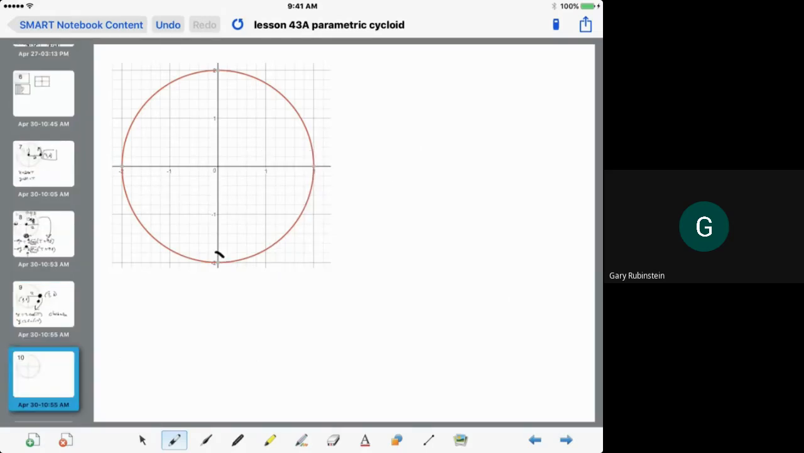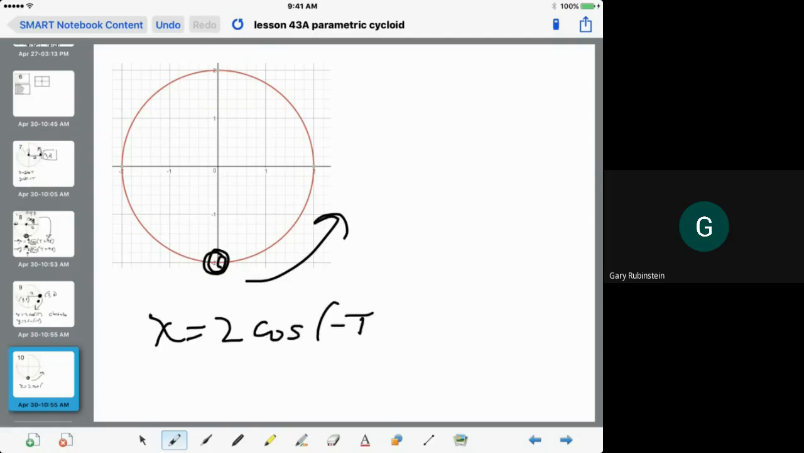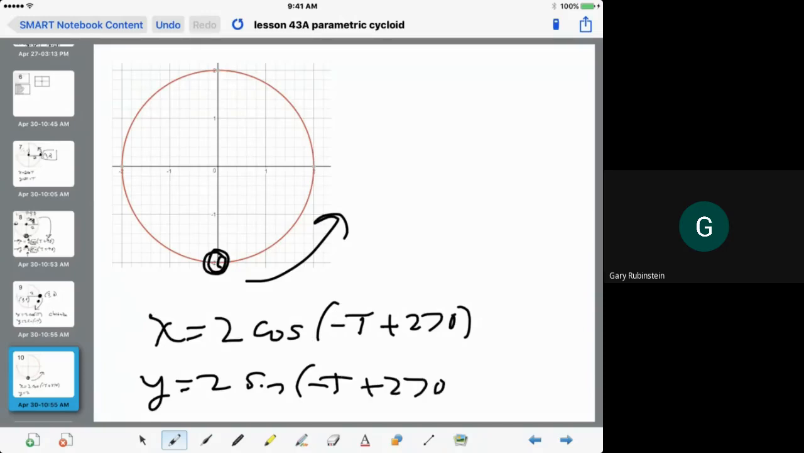And then we can kind of mix and match. We can go from a different point there by doing something like x equals 2 cosine(negative t plus 270), or minus 90. y equals 2 sine(negative t plus 270). Or if you like, you could put a negative 90. And yes, there are other ways to do this, switching sine and cosine around, putting a negative in front of the 2, but you're better off.